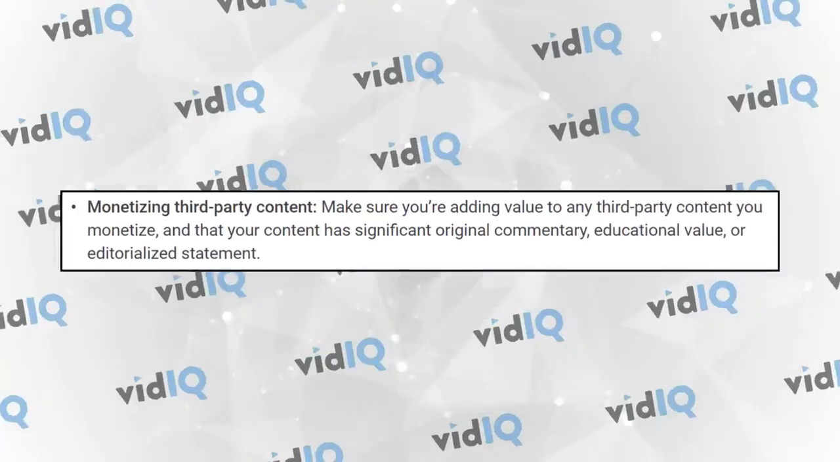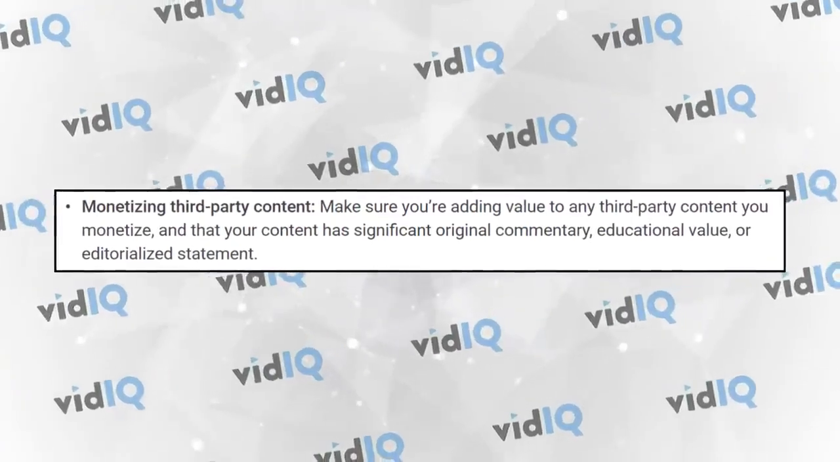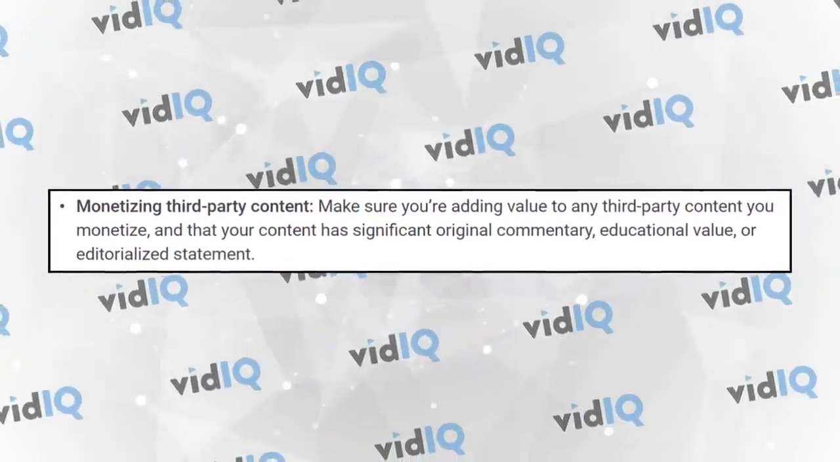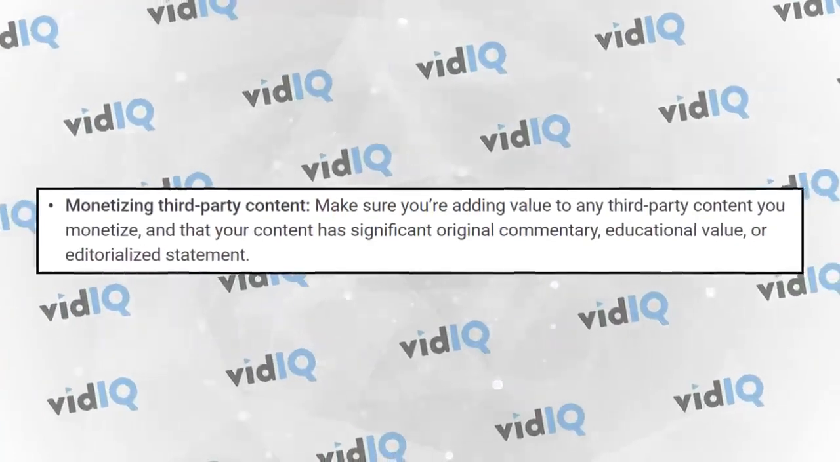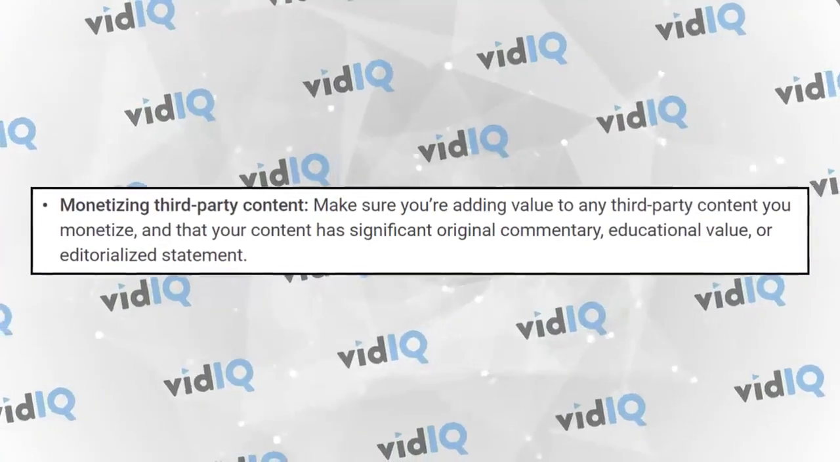You have to make sure that you're adding value to any third-party content you monetize, and that your content has significant original commentary, educational value, or editorialized statement. And let's be clear, that still might not be enough. This does not give you a license to use other people's content in your videos all the time, because if you do, YouTube may use this as an argument not to monetize your content.